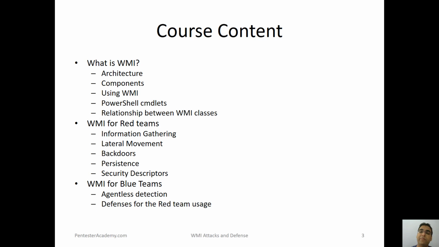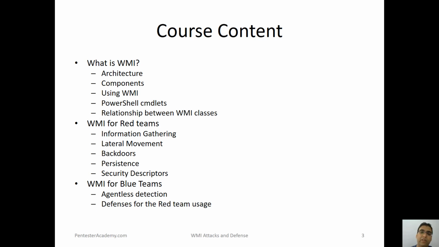We'll see how different pieces of information from a box or from Active Directory can be extracted without any special privileges with the help of WMI. Then we'll move on to the lateral movement part. From the information which we will extract in the information gathering part, we'll literally move on to some boxes in our lab, and once again just using WMI.